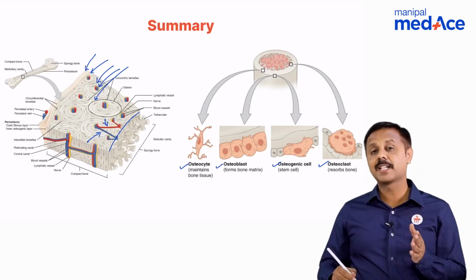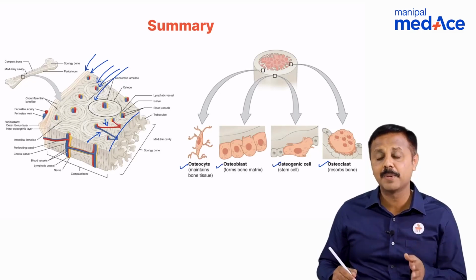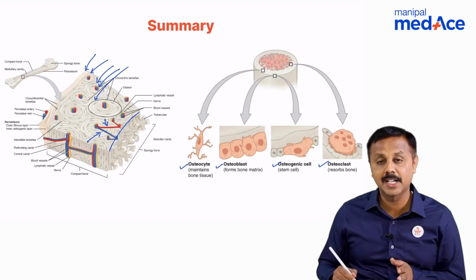Right? Bone matrix is divided into organic and inorganic. Organic bone matrix predominantly contains type 1 collagen. Inorganic bone matrix predominantly contains the hydroxyapatite crystals of calcium and phosphorus. Right? This is regarding the detailed structure of the bone tissue. That's it for this session.